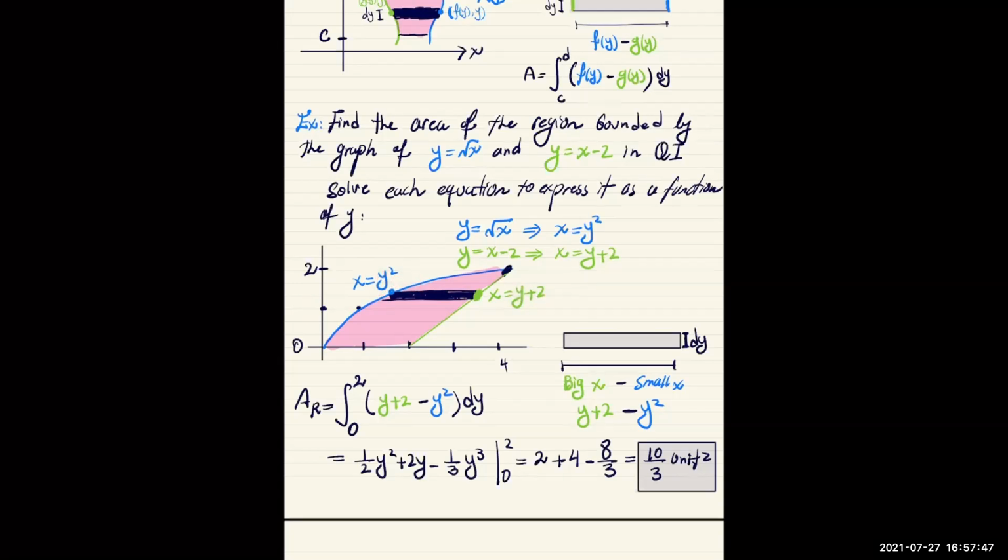Isn't the green graph bigger? The x of the green graph? Not the y, the x. For the green graph, the x values of the green graph are bigger than the x values of the blue graph. Okay. So we have to take this x minus this x. This y plus 2 minus this y squared.